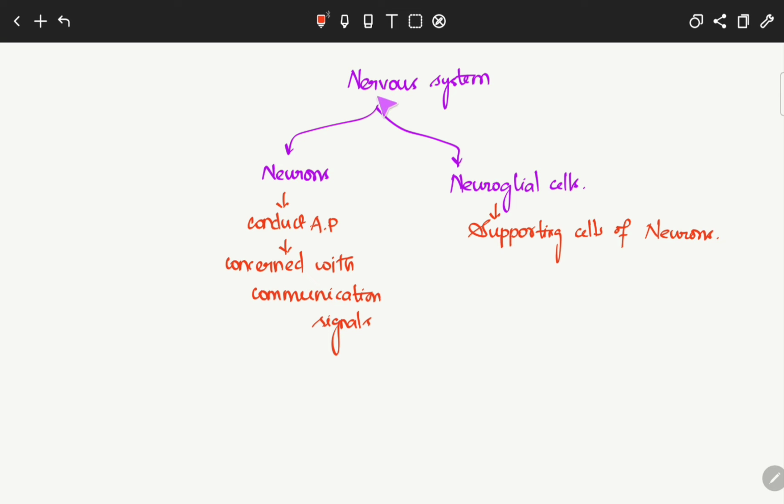So again I'm repeating, this nervous system is comprised of two cells, namely the neurons and the neuroglial cells. Neurons conduct the action potentials and of course they are concerned with the communication signals, and neuroglial cells are nothing but the supporting cells of the neurons. They help in the growth and development of the neurons and of course also the nourishment. See, this central nervous system has white matter as well as grey matter.